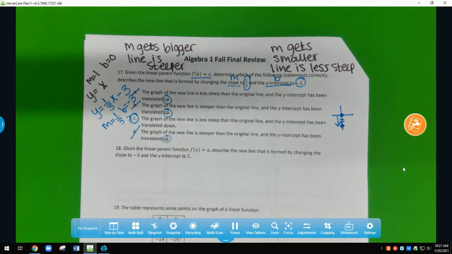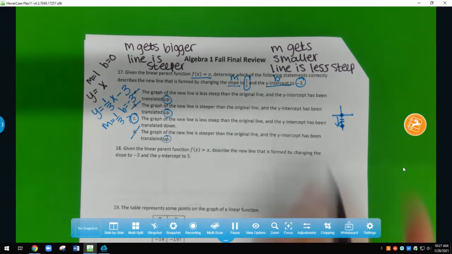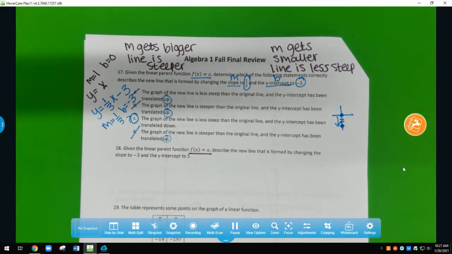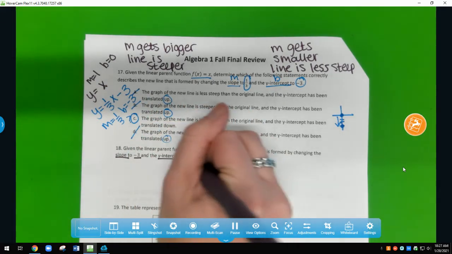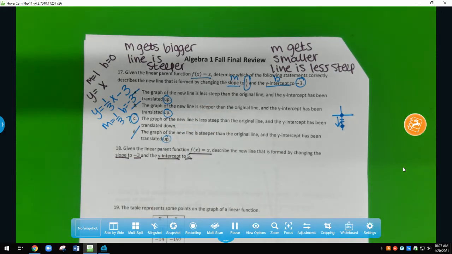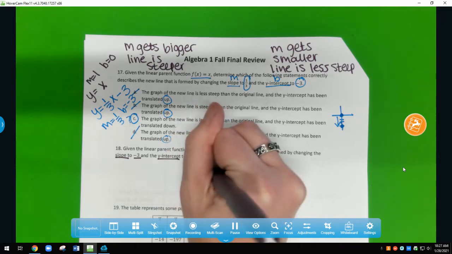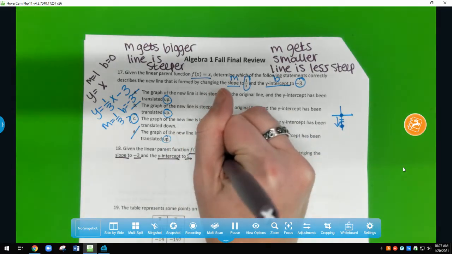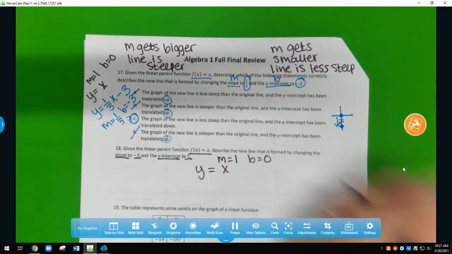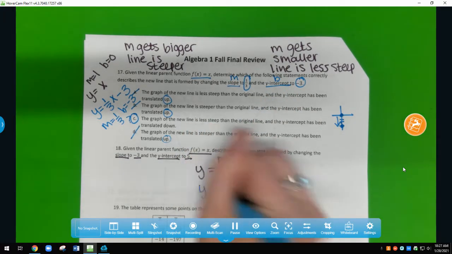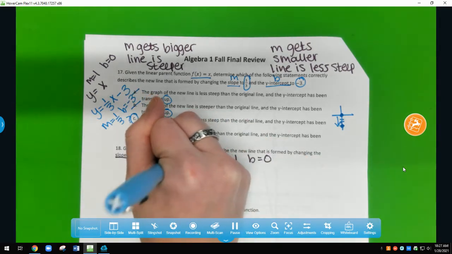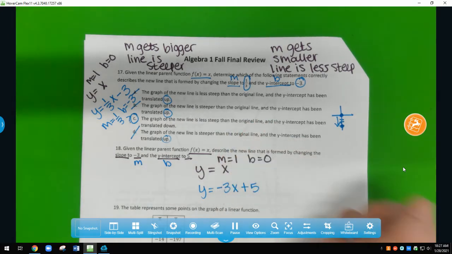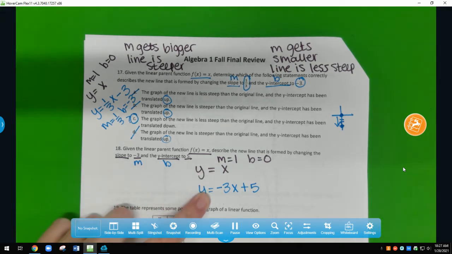All right, number 18. Given the linear parent function f of x equals x, describe the new line that is formed by changing the slope to -3 and the y-intercept to 5. So I'm going to go ahead and write both of those in slope-intercept. So we have y equals x, where our m is 1, our b is 0. And we have y equals, our m was -3x, our b is +5. So I'm going to circle the changes from equation 1 to equation 2.